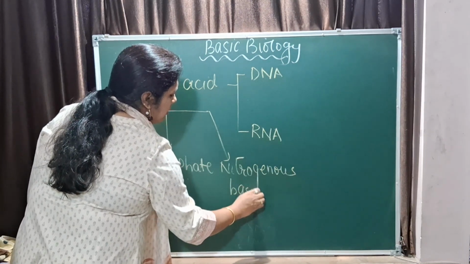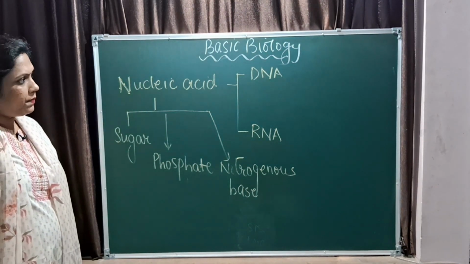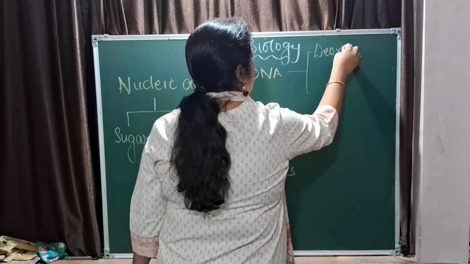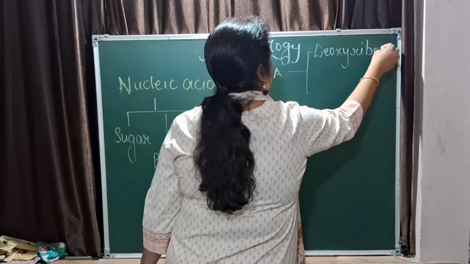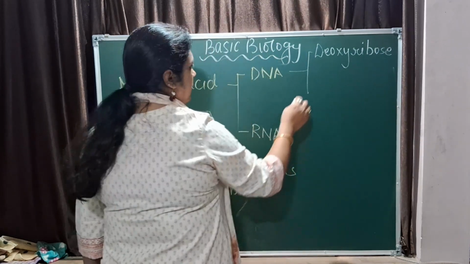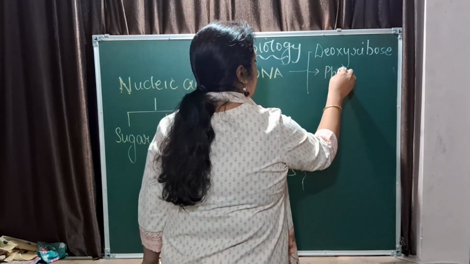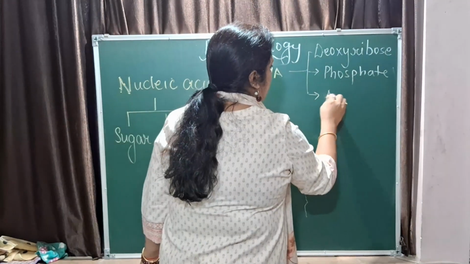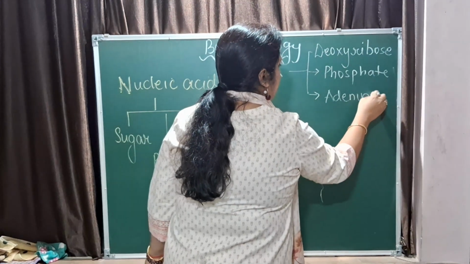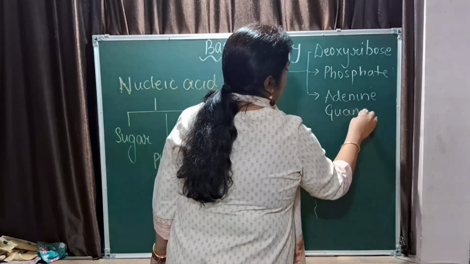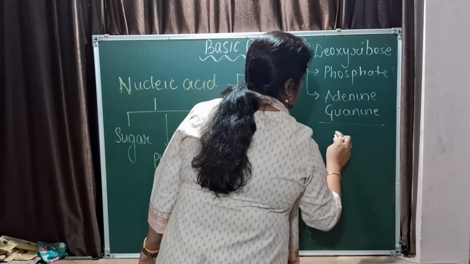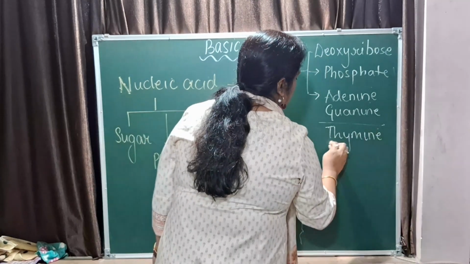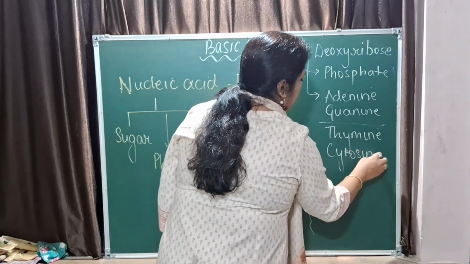Okay, so in this case, DNA and RNA. DNA contains the sugar called deoxyribose sugar. It contains the phosphate group, and it contains the nitrogenous bases adenine and guanine, these two are purines, and thymine and cytosine, that is your pyrimidine.